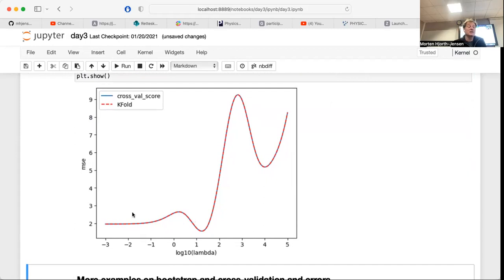Now, in this case, you see that when I begin with a small value of lambda, this is what I would get with ordinary least squares without the hyperparameter lambda.